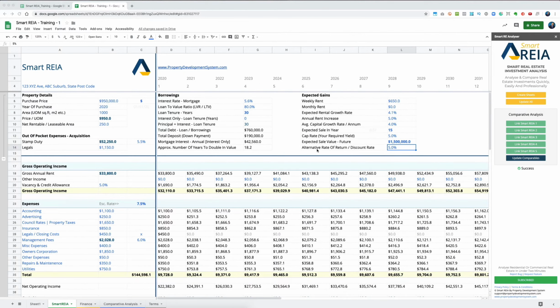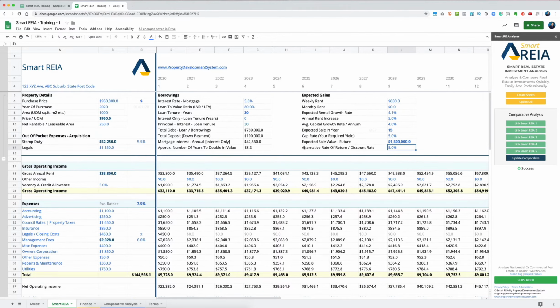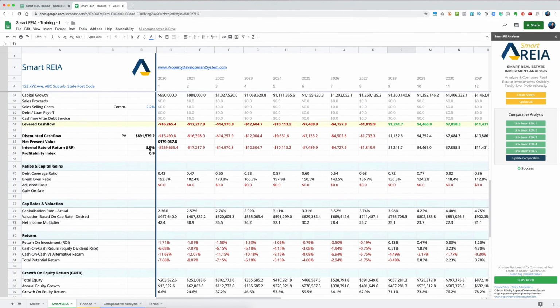So look at this return. If you were thinking whether you invest into this investment opportunity or you go and get an alternative return somewhere else, this is your opportunity cost, and you were getting 5% over there. And in a nutshell, in this development here, you're getting 8.9%. So this development overall is good. In one snapshot, it is telling you that wherever you have an alternative investment opportunity, you're getting a better return in this investment property.